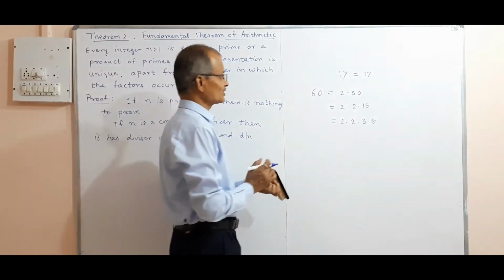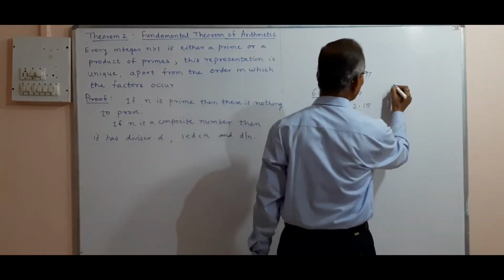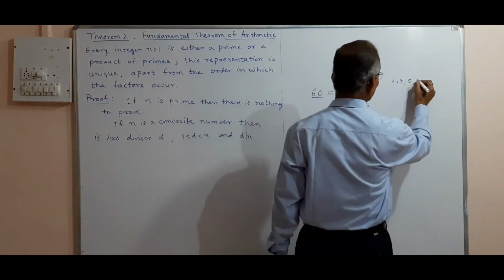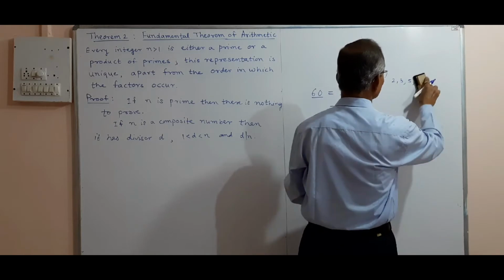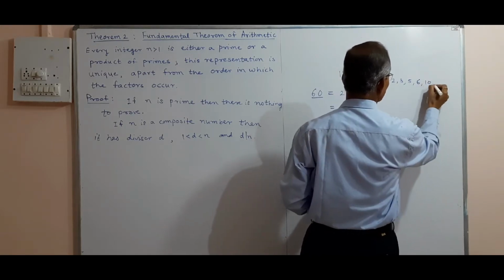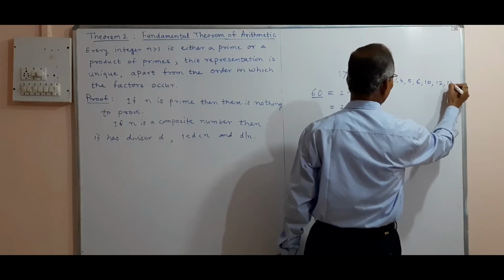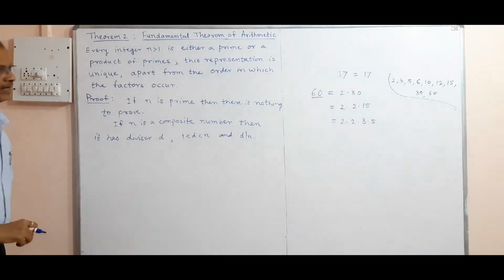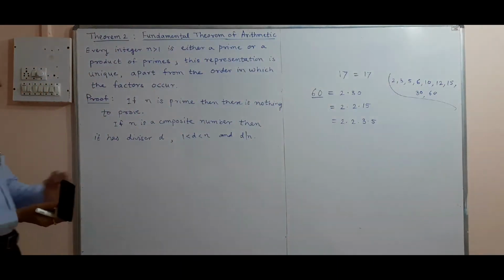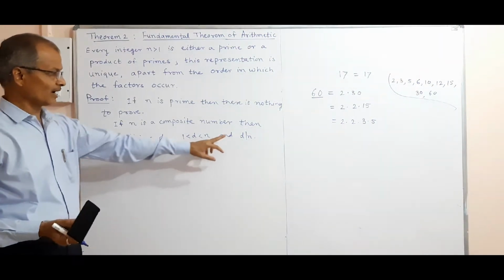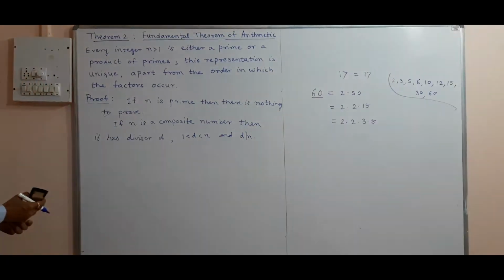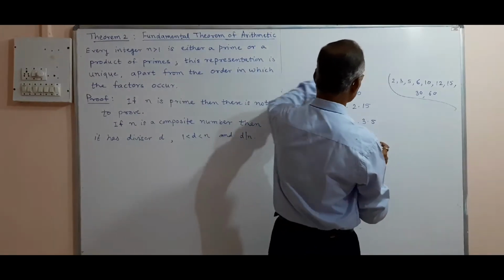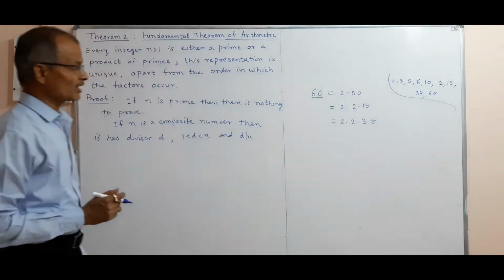For example, if you consider 60, then the divisors of 60 are 2, 3, 5, 6, 10, 12, 15, 30 and 60. So many divisors are there of 60, and each number divides it. So d is between 1 and n, and d divides n. These are the divisors of 60, and we have to select the smallest of these.